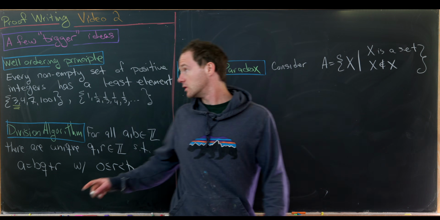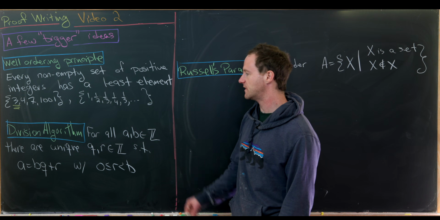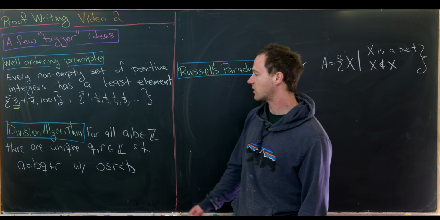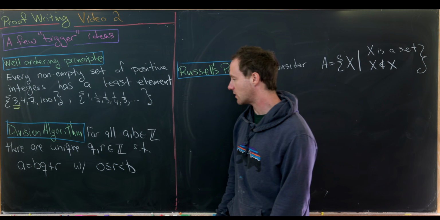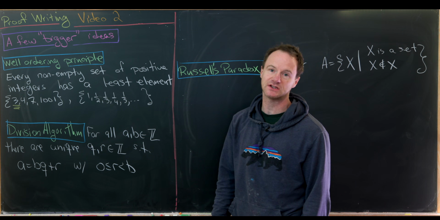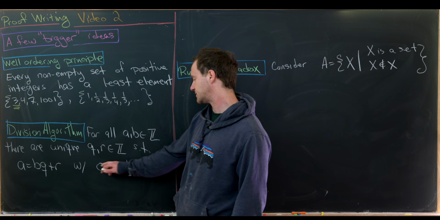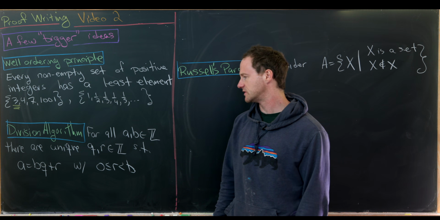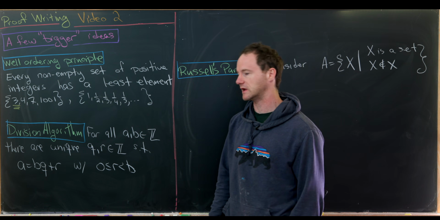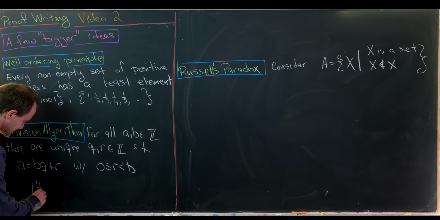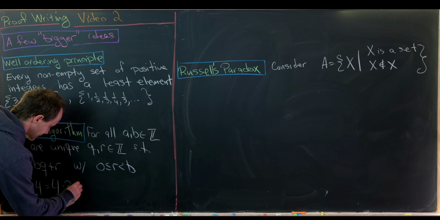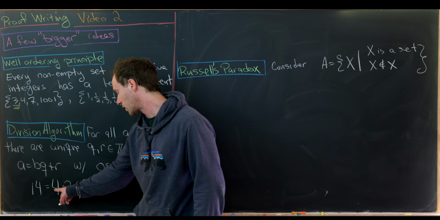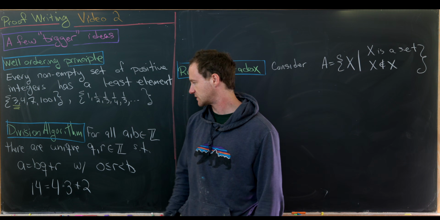Something that follows from the well-ordering principle is called the division algorithm. That says for all integers a and b, there are unique integers q and r such that a equals b times q plus r, and r is between 0 and b. It's allowed to be 0 but not allowed to be b. So this is your typical division with remainder that you learn in grade school. For instance, 14 is equal to 4 times 3 plus 2. So if you divide 14 by 4, you get a quotient of 3 and a remainder of 2. So that's what's going on there.